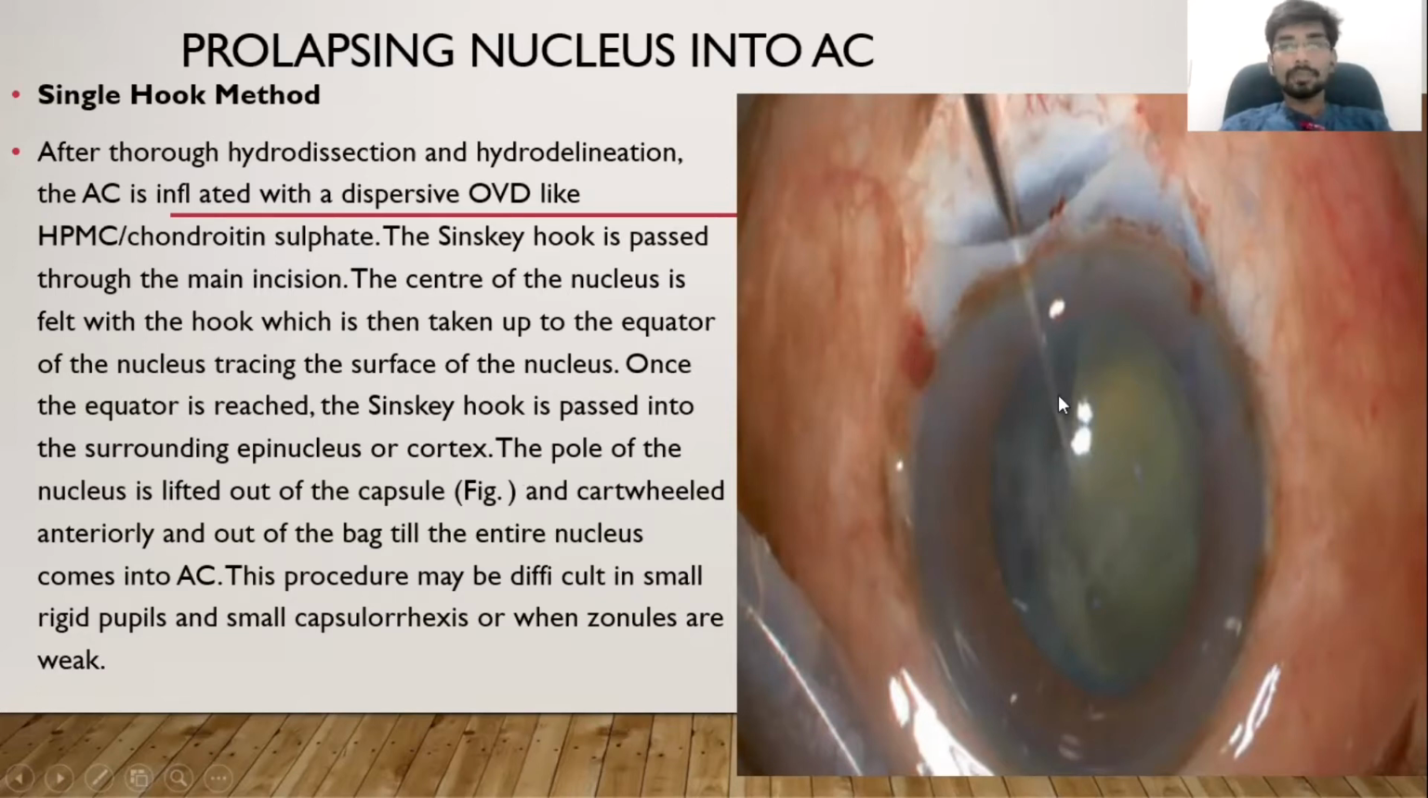So, after taking the Sinskey to the equator of the nucleus, the Sinskey hook is passed into the surrounding epinucleus or cortex. The pole of the nucleus here is lifted out of the capsule.